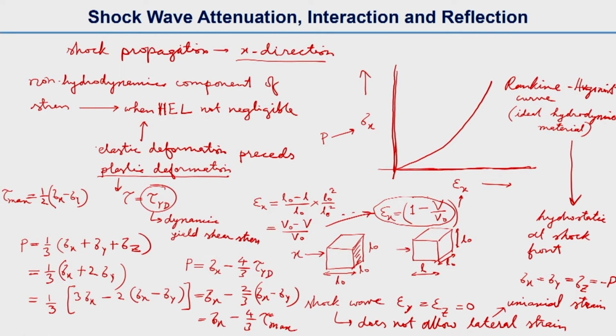and the other way we can write it is sigma x equal to P plus this. Earlier we wrote P equal to sigma x plus this, so this is the relation.